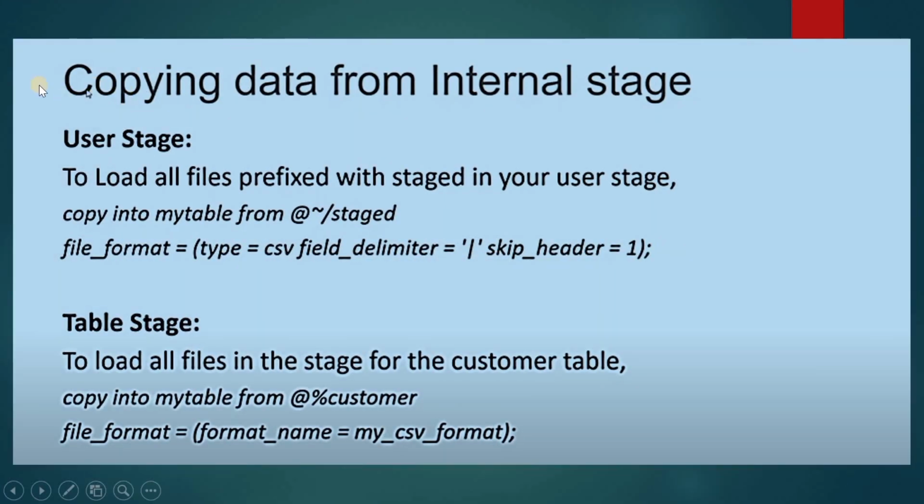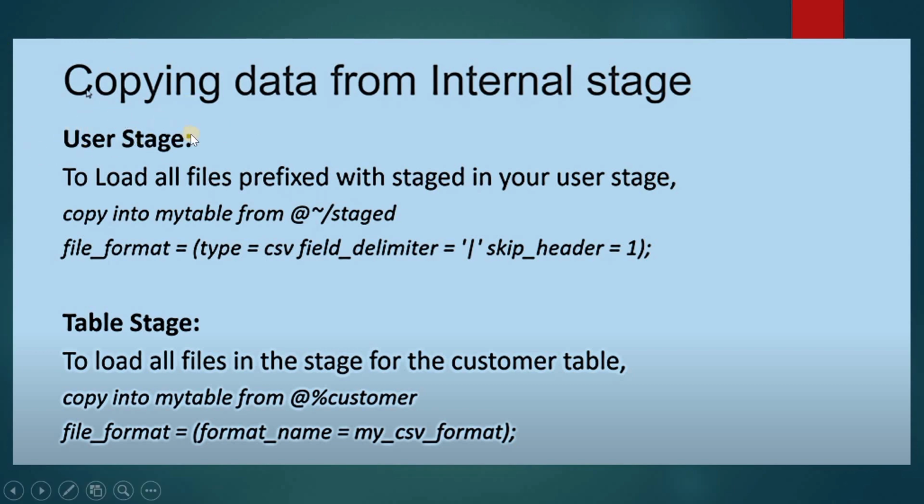So this is how we copy data from the internal stage. Now we have uploaded the data files to the stages, and it's time to load that staged data into the local tables, meaning the tables which are available to our Snowflake users. We have loaded the data files from the local machine to the stage, and now we will load the data from the stages to the tables.